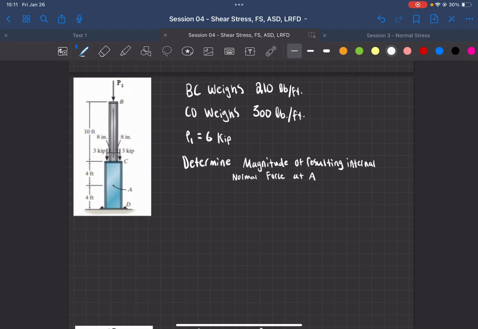Okay, so for this question, it says that segment BC weighs 210 pounds per foot, segment CD weighs 300 pounds per foot, and P1 is equal to 6 kips. Then it asks us to find the magnitude of the resulting internal normal force at the cross section through point A. So it's really easy.